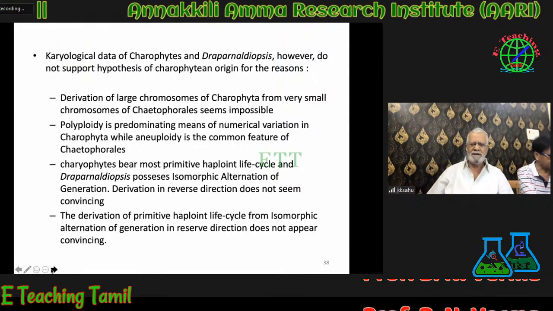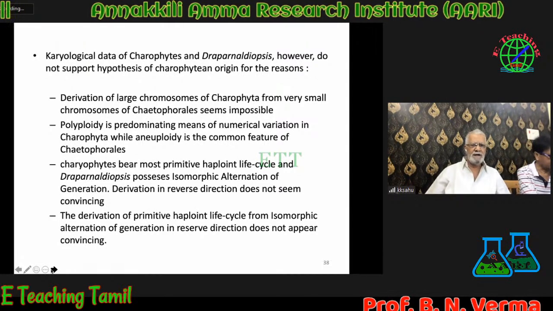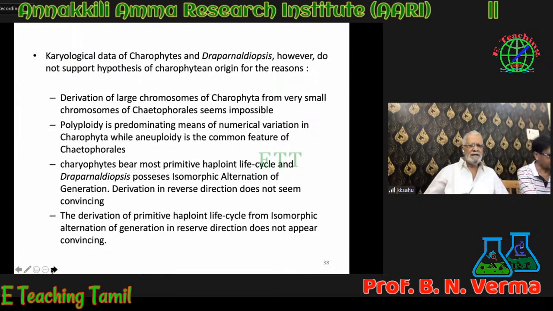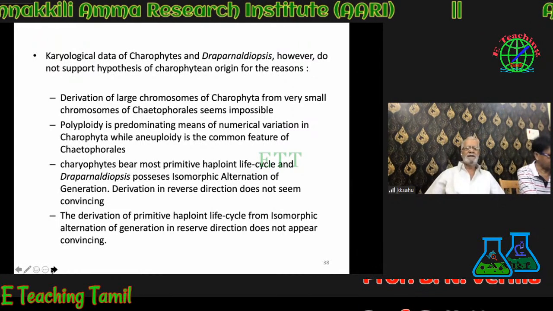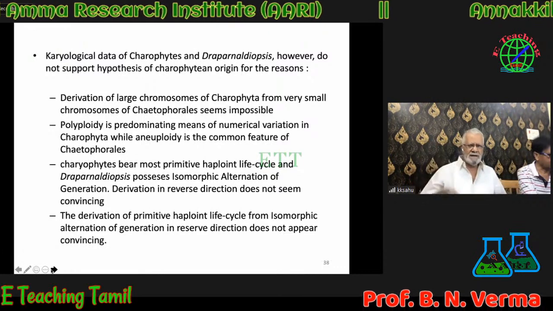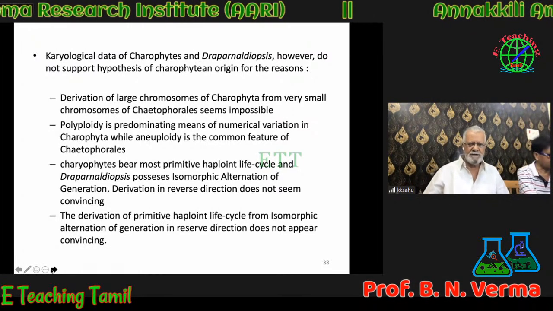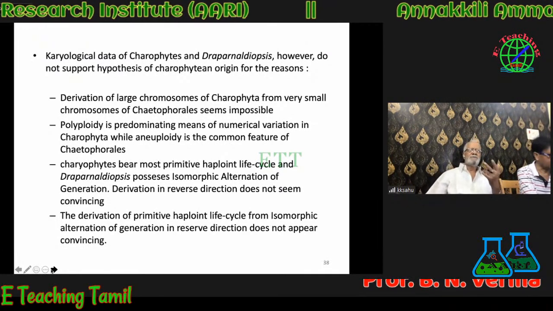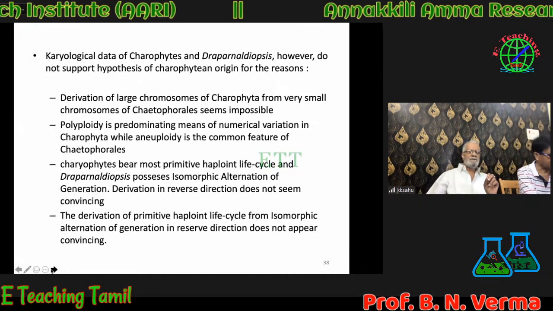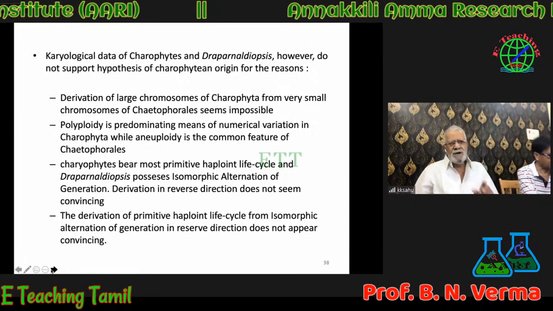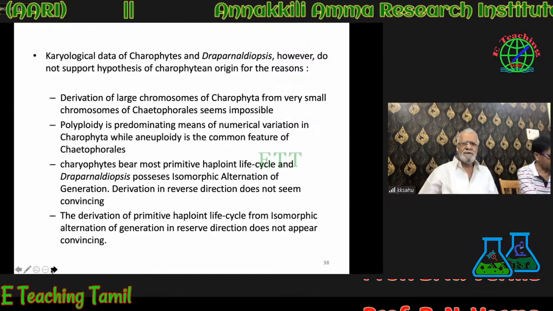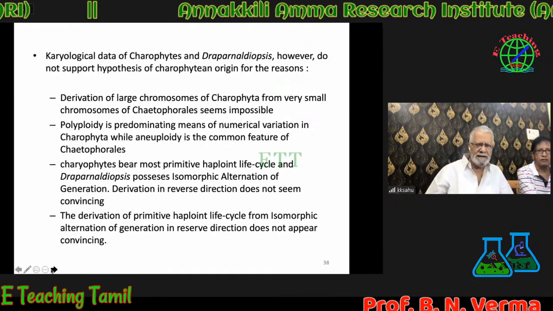Polyploidy is the predominant means of numerical variation in Charophyta, while aneuploidy is a common feature of Chaetophorales. As I have shown you, there is no definite pattern of numerical variation in the chromosome number of Chaetophorales: 2, 3, 7, 10, 9, irrelevant variations without any definite pattern. But in Charophytes there are two series of variation. One bears the Tolypella series, in which aneuploidy is prevalent. The other genera have a distinct polyploid series in multiples of the basic number 6 or 3 in Nitella, or 7 in Chara.